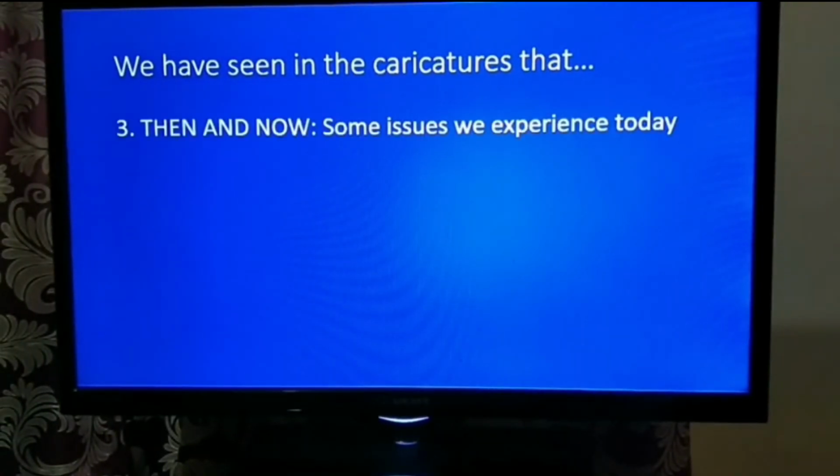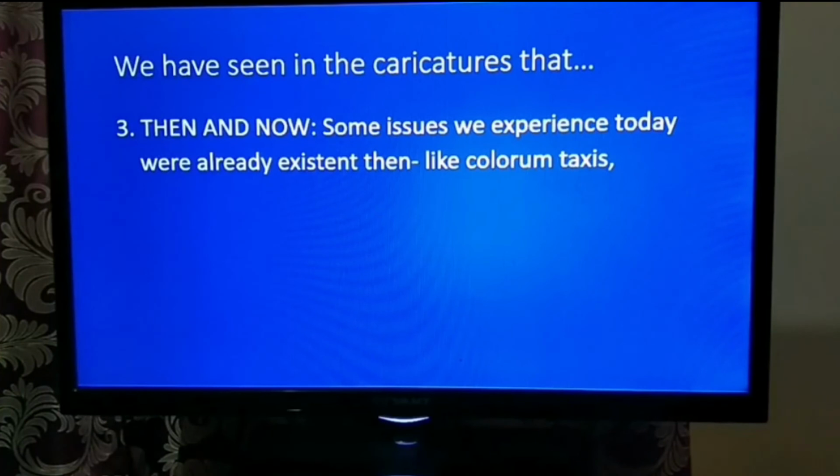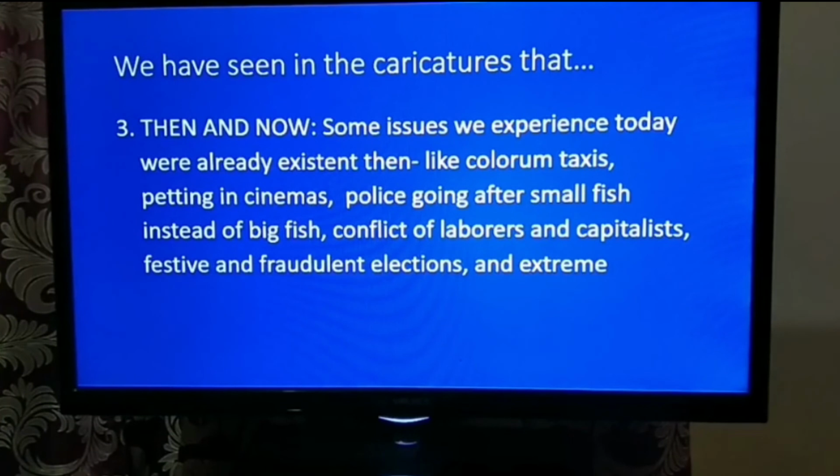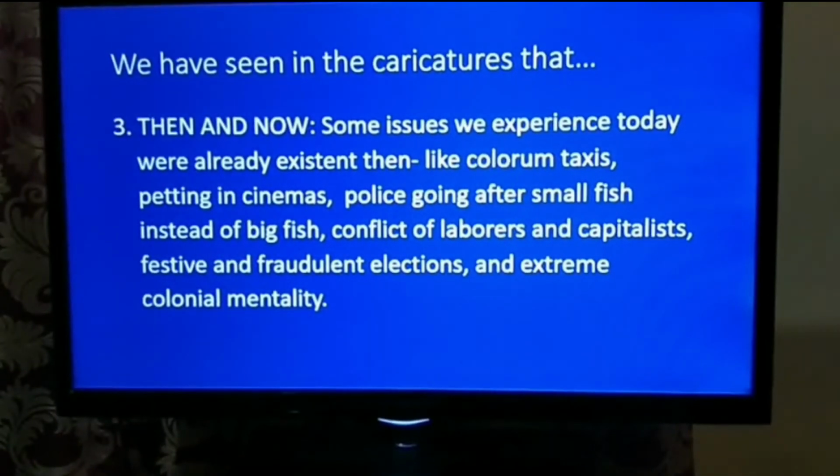Number 3, we can see some issues then and now. There were many things that were happening back then that still happen today, like colorum taxis, petting in cinemas, police going after small-time criminals and not the big-time criminals. We see the conflict of laborers and capitalists. We see festive and fraudulent elections, and we see extreme colonial mentality.